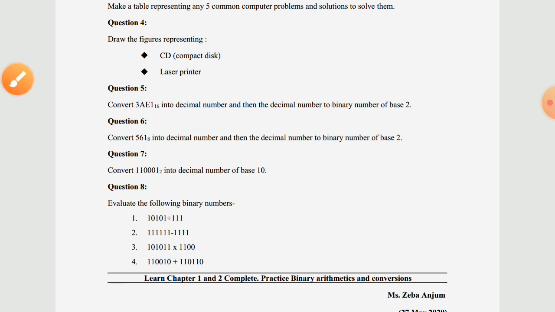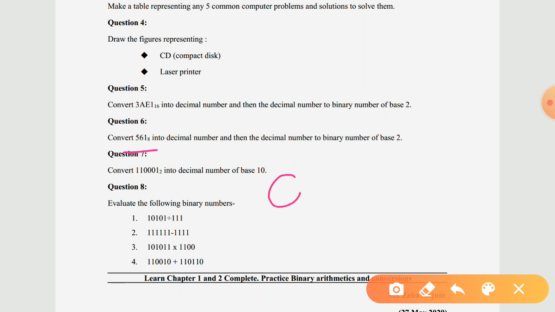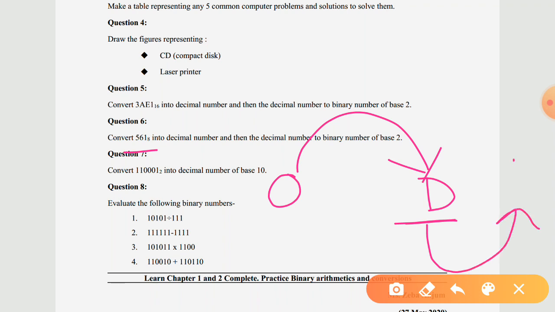Okay, the same thing you have to do in question number 6. This is basically having a base 8, that is the octal number system. So you have to convert this octal number system into a decimal number system. Okay, and then this decimal number system you have to convert into a binary number system. Okay, so over here also 2 types of conversions will take place.